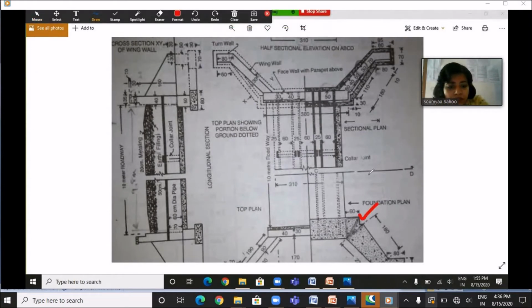One is present right over here, another one is present here, another one is present here, another one is present here. So there are a total of 4 triangular corners of wing walls. And you can see this breadth here is 60 centimeter, it is given. And this total breadth of the trench from this point to this point is 80 centimeter.